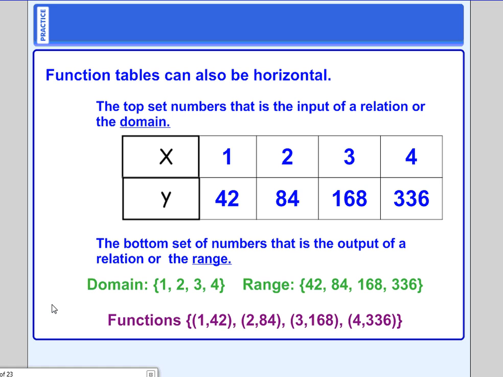So if we looked at that, our domain is 1, 2, 3, 4. The range are 42, 84, 68, and 36. Our functions would then be written like this. If we wanted to look for a rule, we needed to look for what happens between here and there. So how do we change from that to that? And that's how you would look for your rule. Take a second and see if you can figure out the rule for this function.